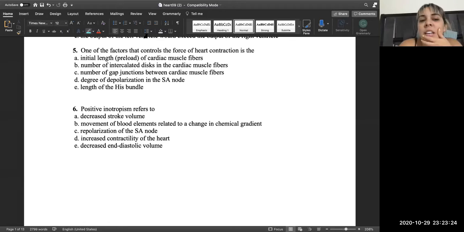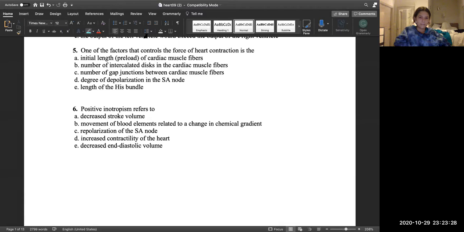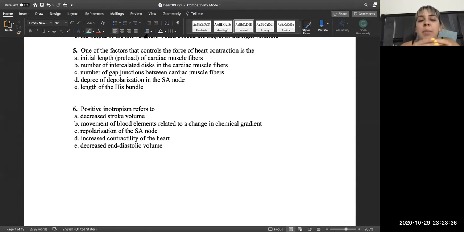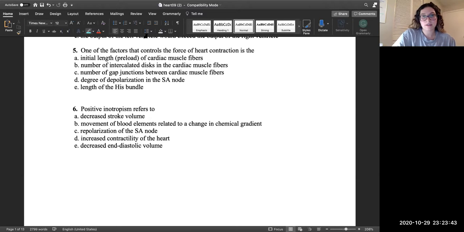But why did you say the initial length, the preload? Because the preload has to do with the strength of the cardiac fibers. The load, yeah, one of the factors that controls the force of the heart. It could be A, because the more that you get, the more you're going to eject. So that's, yeah, you're right. It's A. All right, my ladies. It's A? Yeah.